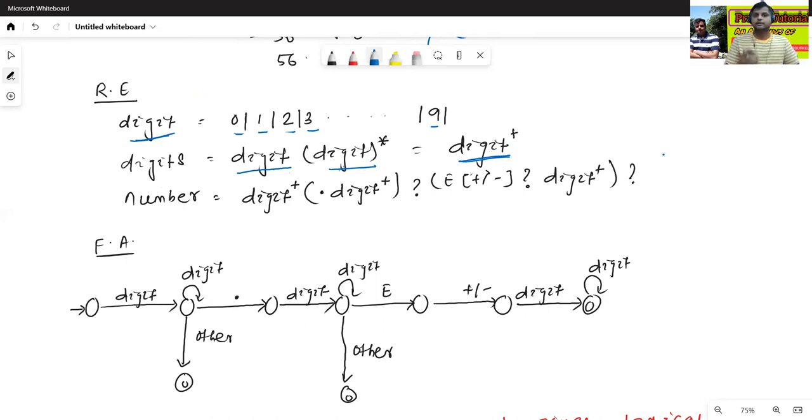What does star mean? Star means any number of occurrences: 0, 1, 2, 3, like that. Plus means the string must start with at least one occurrence, like 1, 2, 3. Okay, so number.